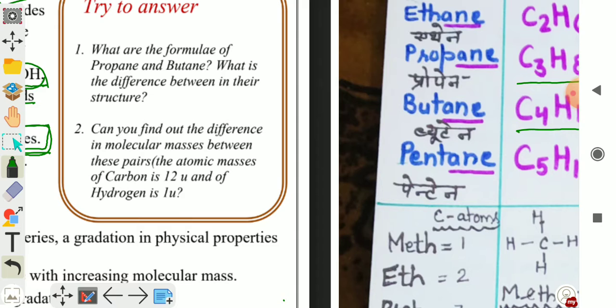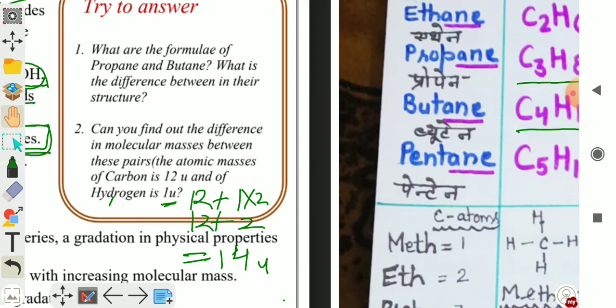12 plus H2, and hydrogen has atomic mass 1 and there are 2 atoms of hydrogen. So 1 into 2 equals 2, plus 12. So it will come to 14 unified mass or 14 u. So the difference of molecular mass between these pairs is 14 u.